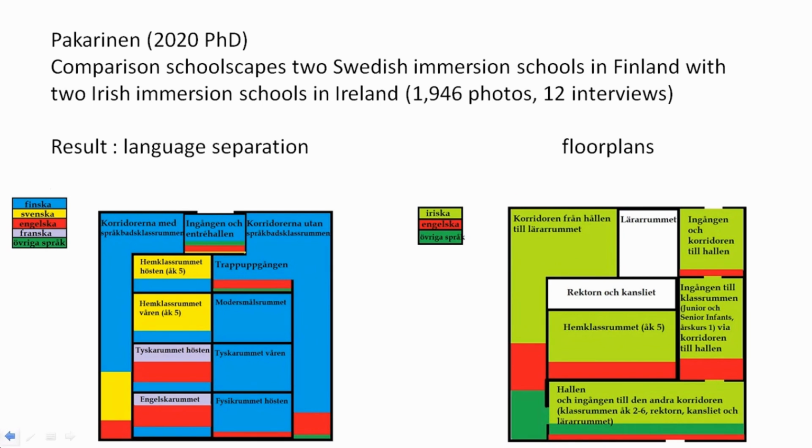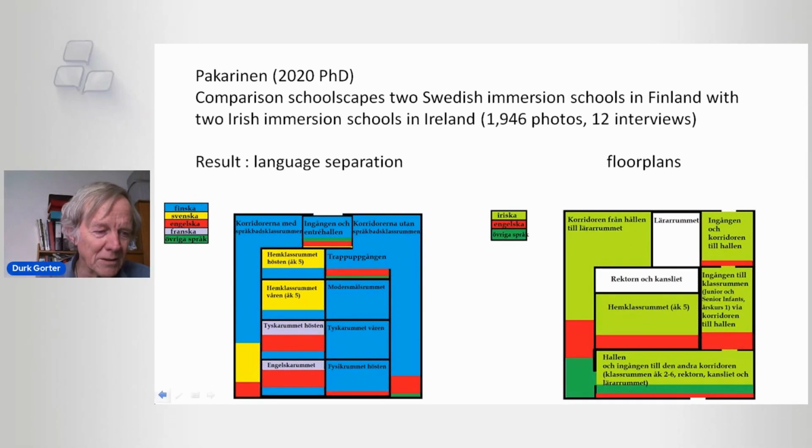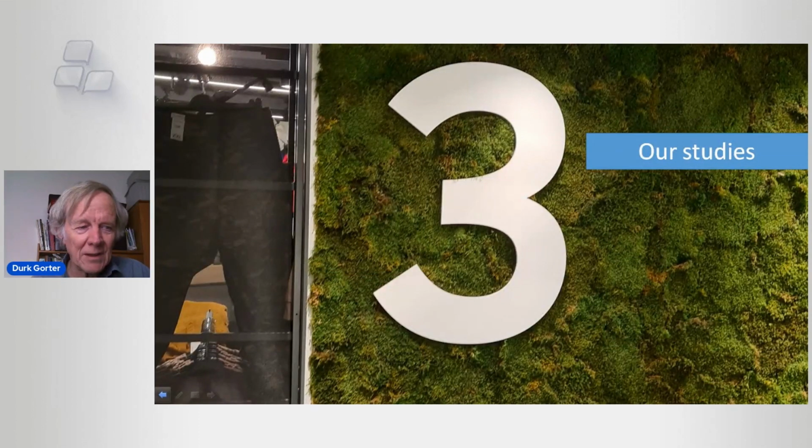And you see in the picture, nicely colorful, the floor plans of two of the schools that she studied. And the colors represent the languages. So the Finnish is the blue, and the green is the Irish, and you see that the other languages have a much smaller place, and especially the additional languages have a small space, but it's very nicely presented through these floor plans. So this is a bit the way that you can use it as a schoolscape and as a tool. And now I want to present some of our own studies that we did in this direction.